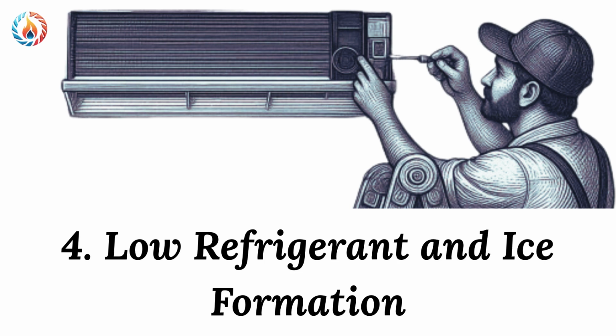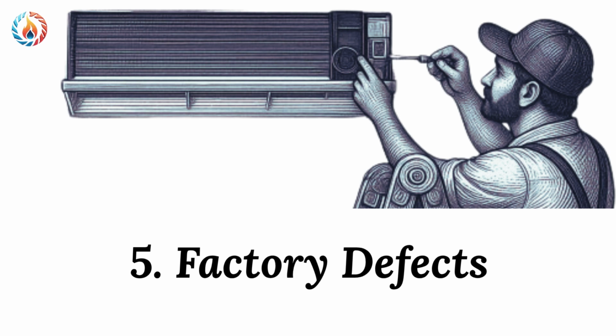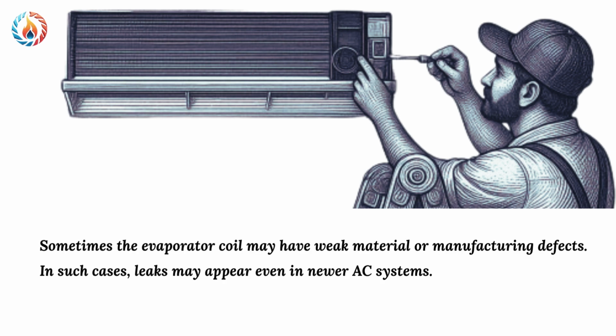4. Low refrigerant and ice formation. Low refrigerant can cause the evaporator coil to freeze. When ice repeatedly forms and melts, stress develops on the coil material. Over time, this may create leaks. 5. Factory defects. Sometimes the evaporator coil may have weak material or manufacturing defects. In such cases, leaks may appear even in newer AC systems.